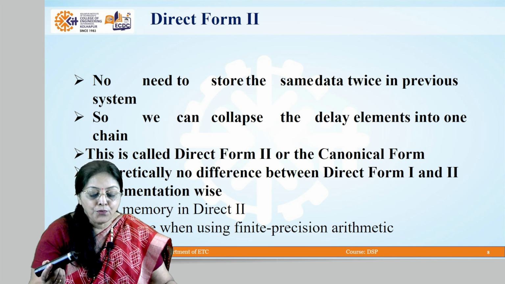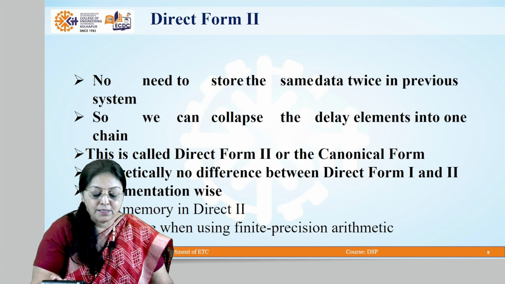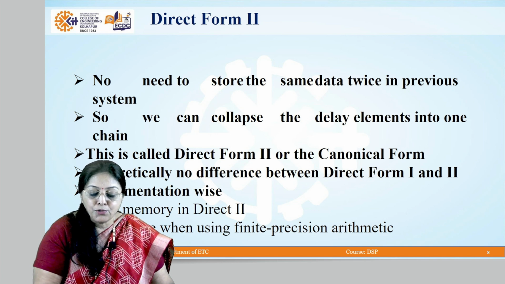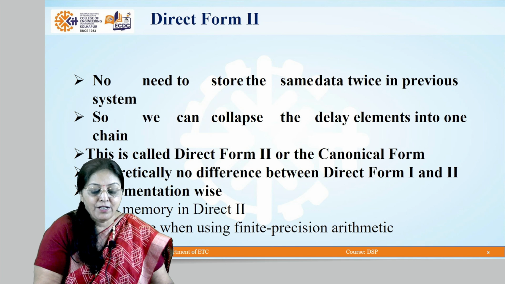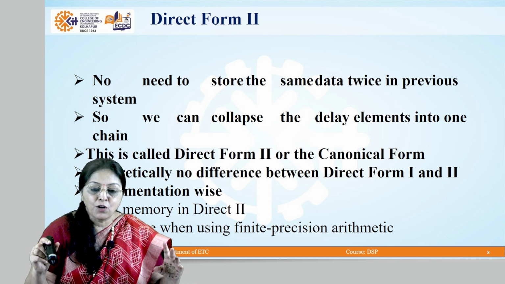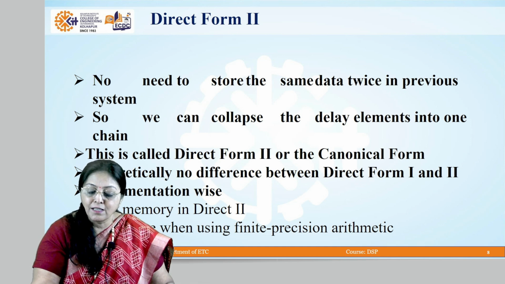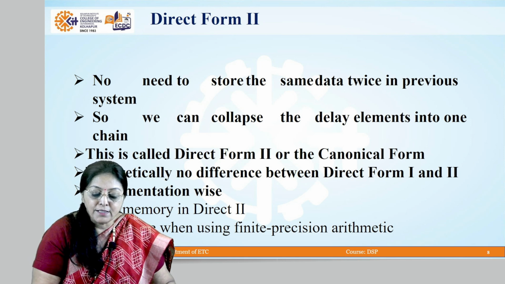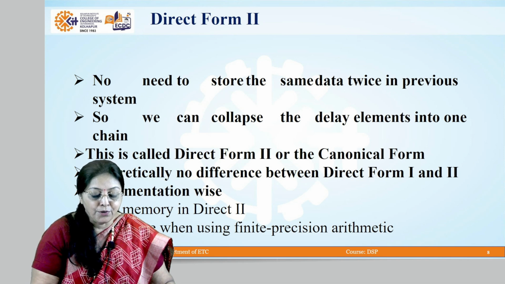Next we focus on direct form 2. There is no need to store the same data twice as in the previous system; that is the second advantage. We can collapse the delay elements into one chain. Instead of a bunch of delays on the two sides, we reduce them and make a single common delay. This is called direct form 2 or the canonical form.